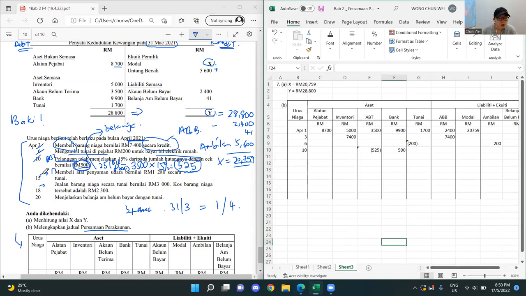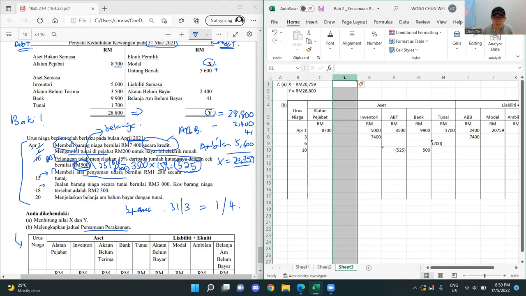15 say, membeli alat penyaman udara bernilai 1280 secara tunai. What is alat penyaman udara? This is actually a lengkapan, isn't it? All right. So if you have a new thing, normally you have to add it. Alatan penyaman udara. So you put it in now. You just add one more in between. Okay, which I was not aware also, but it's okay. You just try to squeeze it now. Okay. So this is a lengkapan.